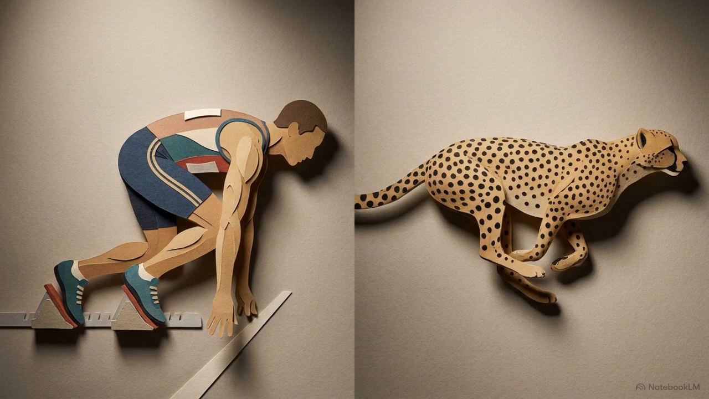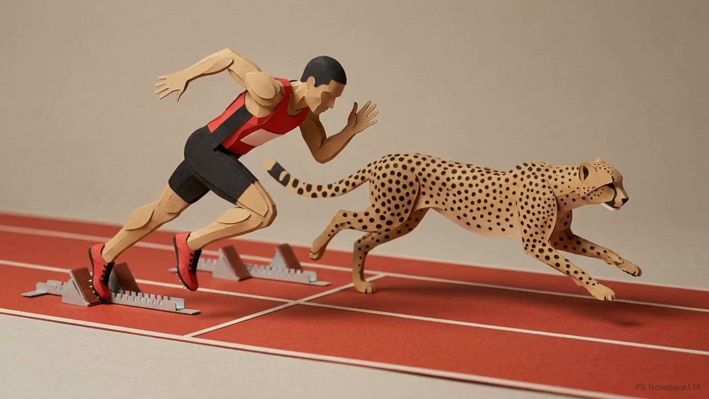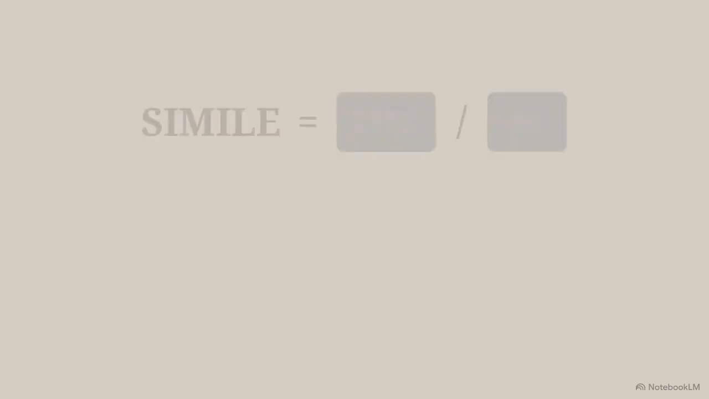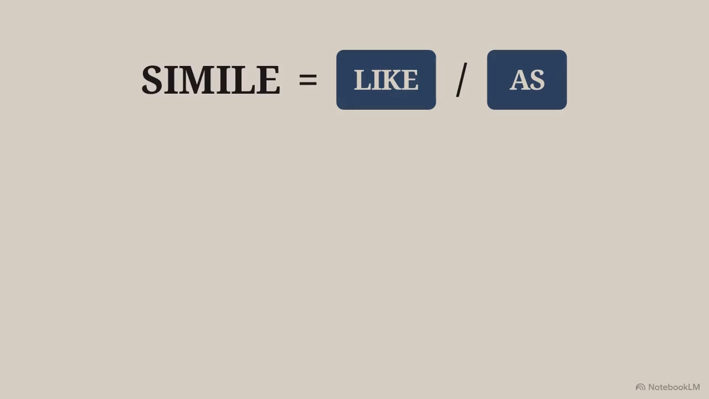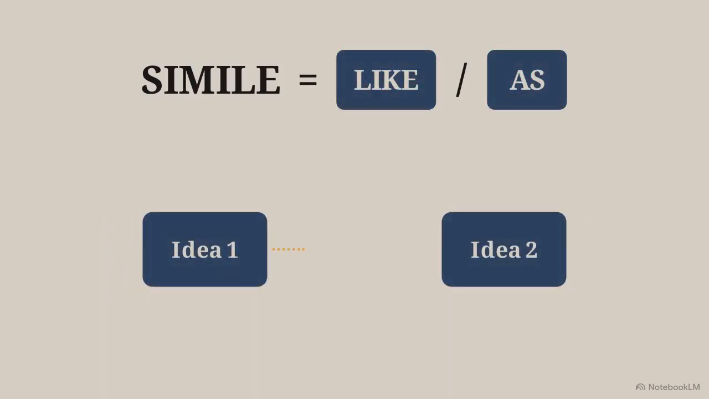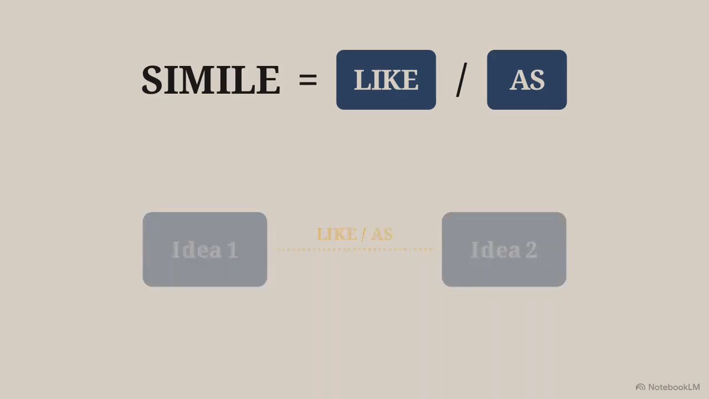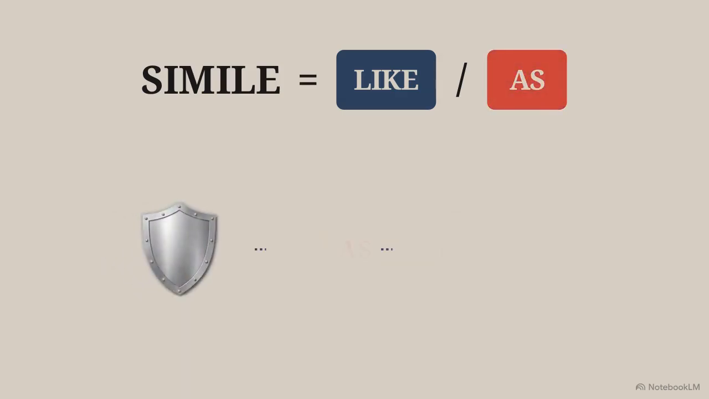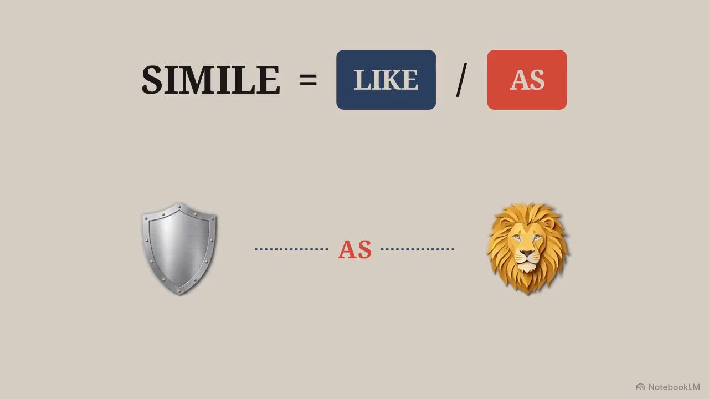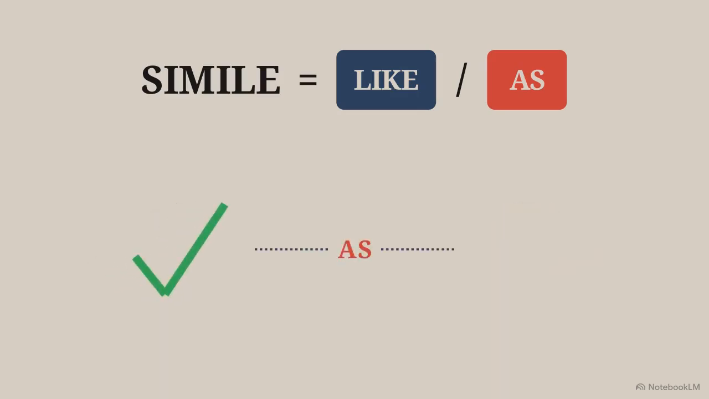A simile takes 2 completely different things and places them side by side to show off one specific trait they have in common. The giveaway that you're looking at a simile is the use of 2 specific words, like or as. If you see either of those connecting 2 different ideas, the writer is making a simile. For example, when using as, you might say someone is as brave as a lion, or if a math problem is super simple, it's as easy as pie.